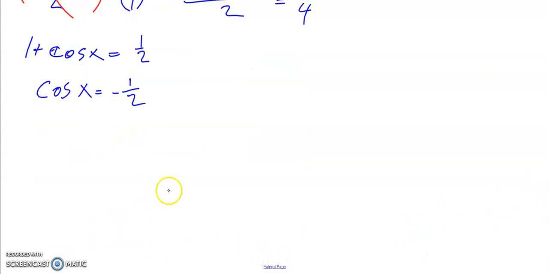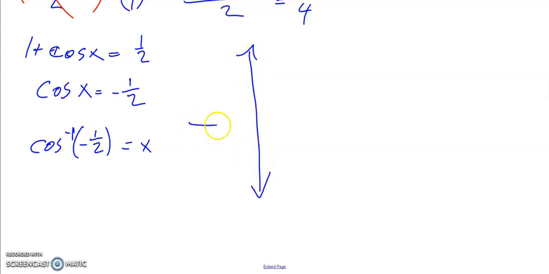So let's use our inverse functions to figure out what x is. So arc cosine, or the inverse of cosine of negative 1/2, that's going to equal x. So what we want to find is on the unit circle, where are my cosine values negative 1/2? Well, the ones closest to my angles, the pi over 3 reference angles.